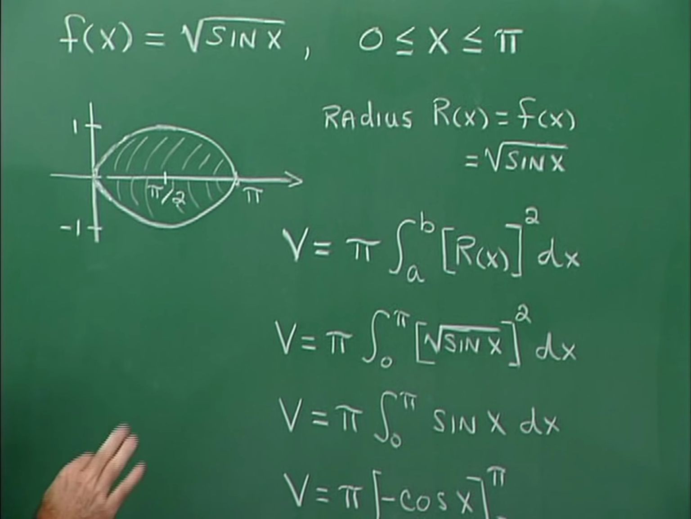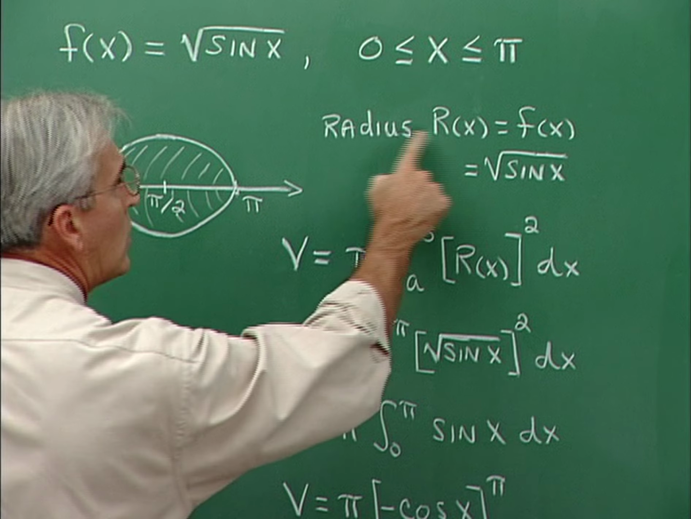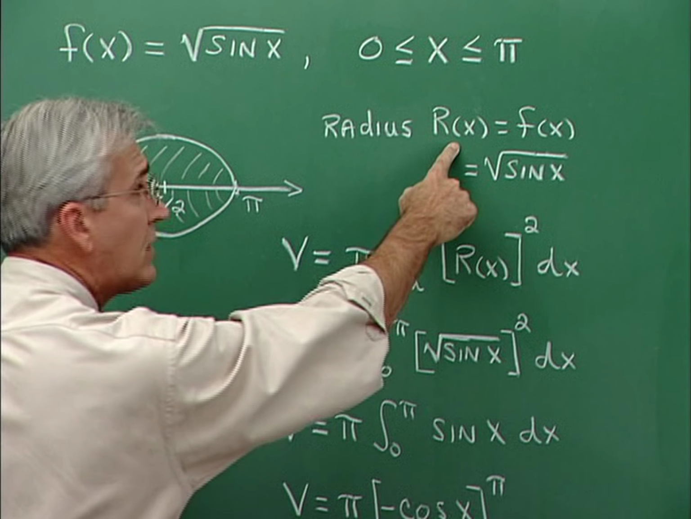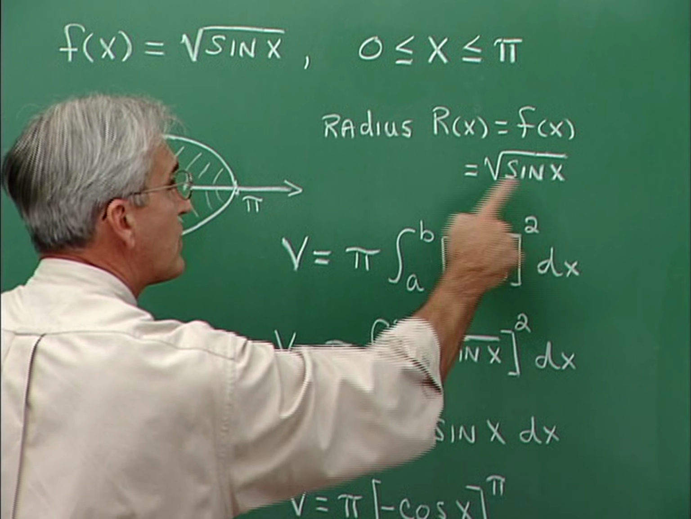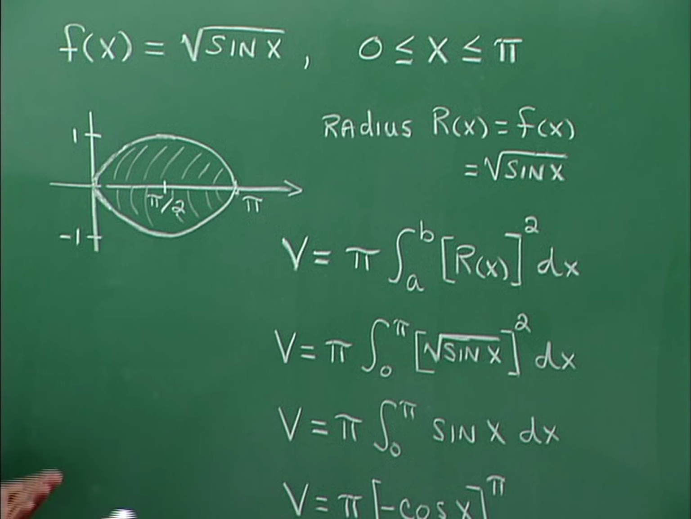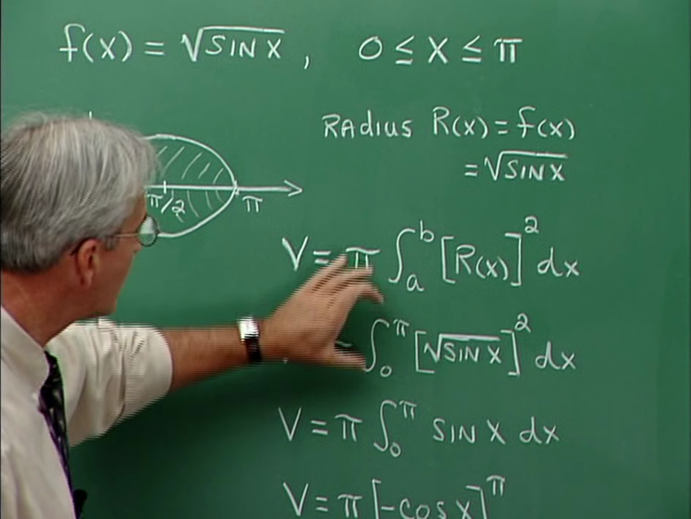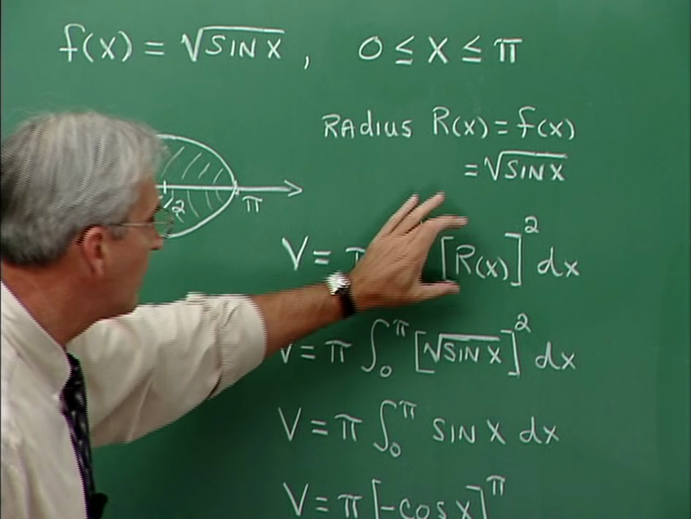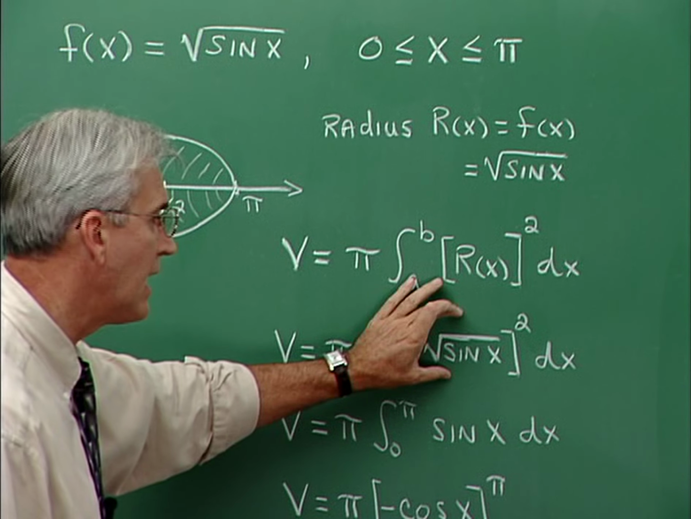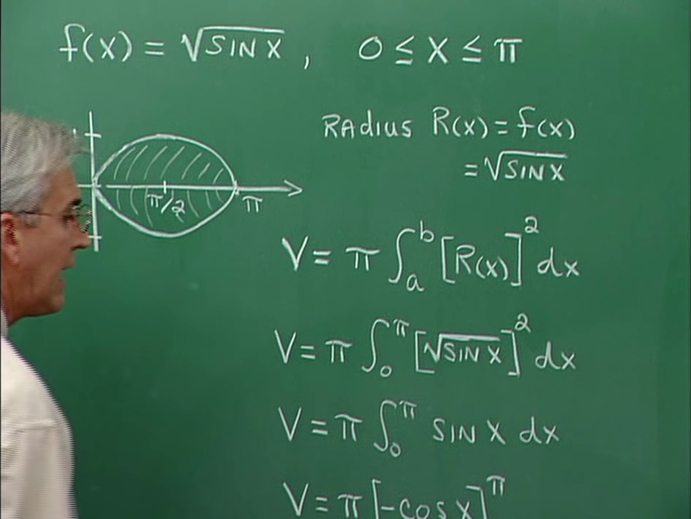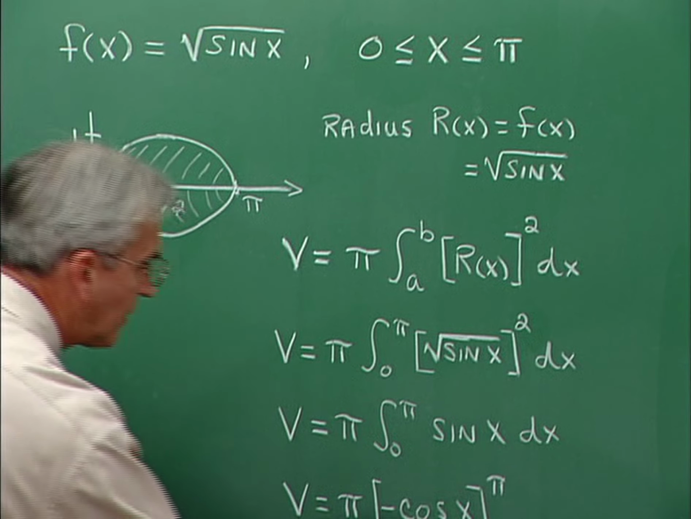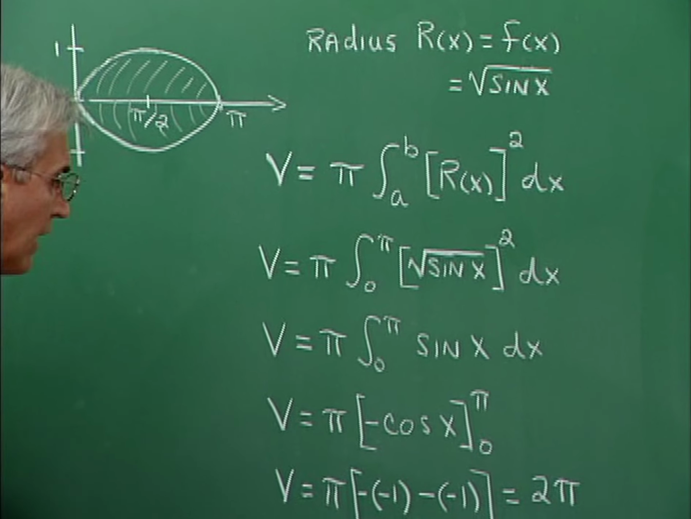To emphasize the idea, the radius, which we have designated with our notation as r of x, is really just f of x. It's just our function, which is the square root of sine x. We use the form that we generated over here, and we just fill into that form. Notice the interval here, a to b, is 0 to pi, and the r of x is the square root of sine x, and away we go. We're squaring a square root, we get the radicand, and now we're just evaluating for our integral.